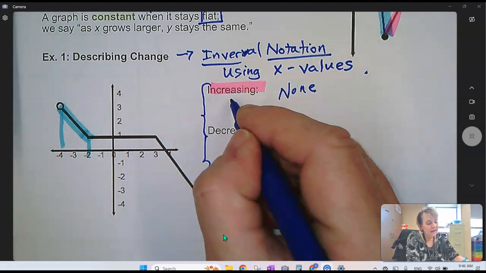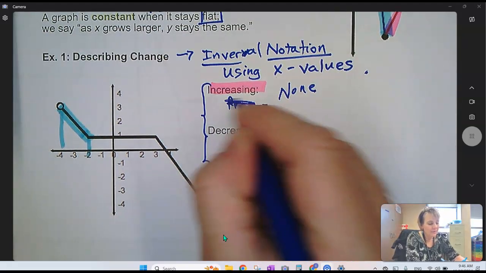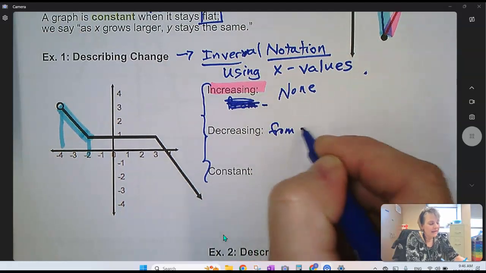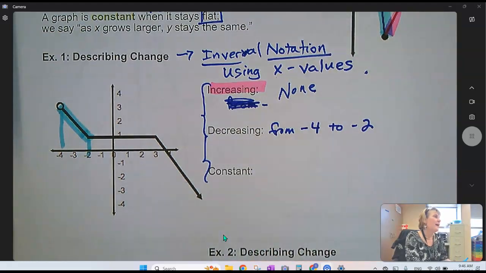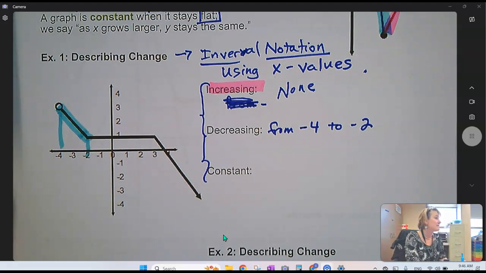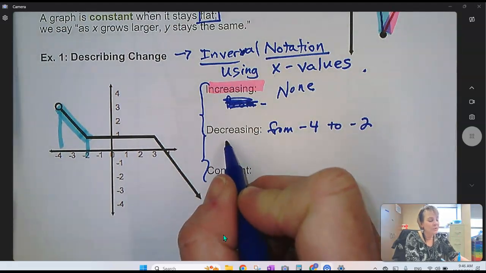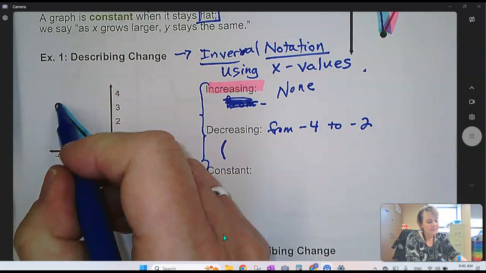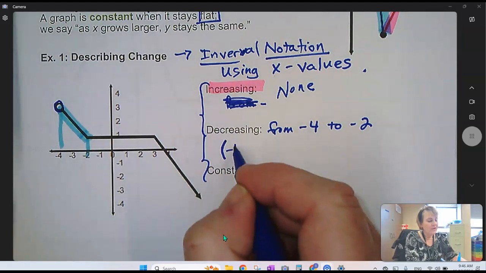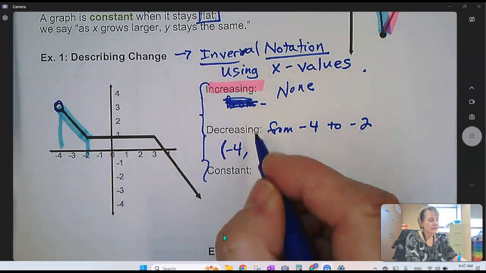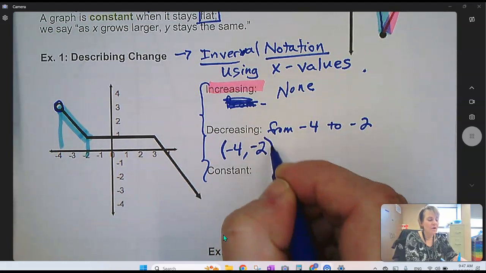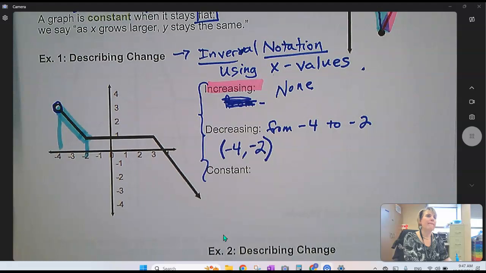So we said from -4 to -2. That helps just for your brain, but I do not want to see it written that way on a test. From -4 to -2, it's decreasing. The way you want to write it is open, -4, comma, -2, and also open. Not to infinity.